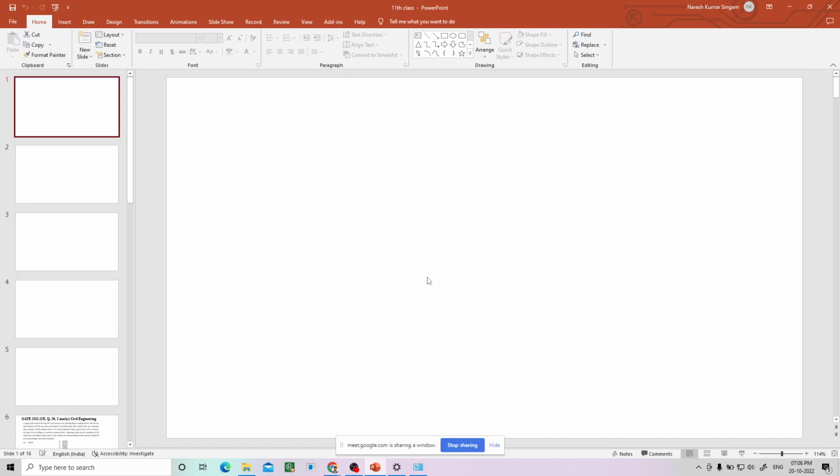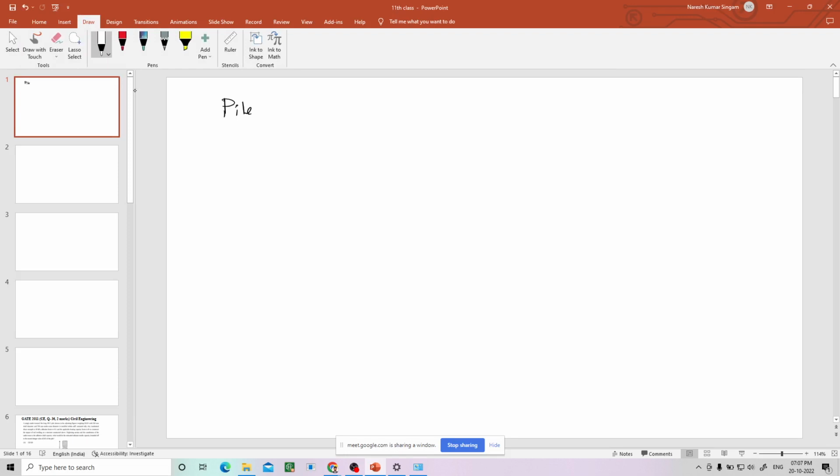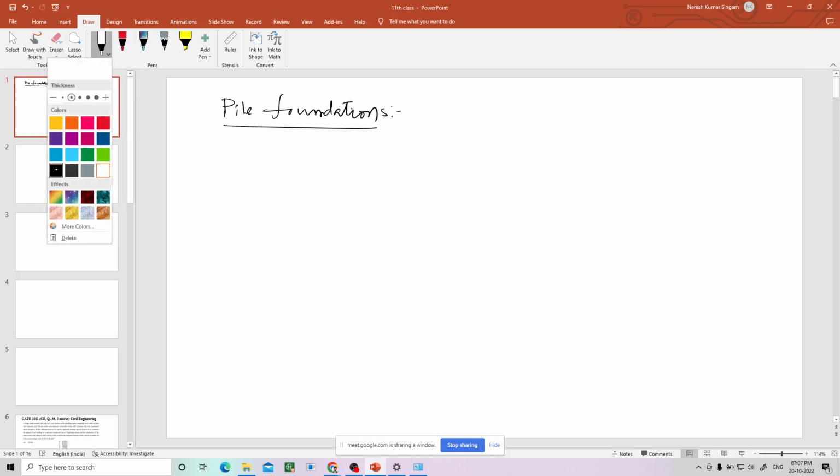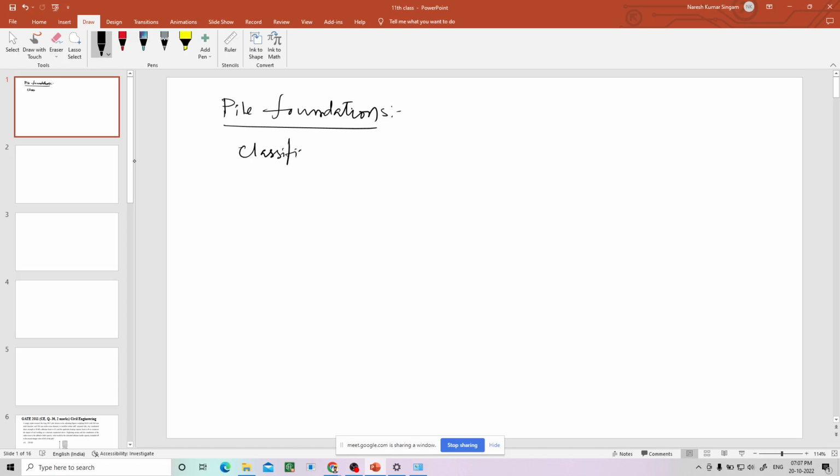So in the last class, we have discussed... we have classified pile foundation based on the classification. One is based on purpose.